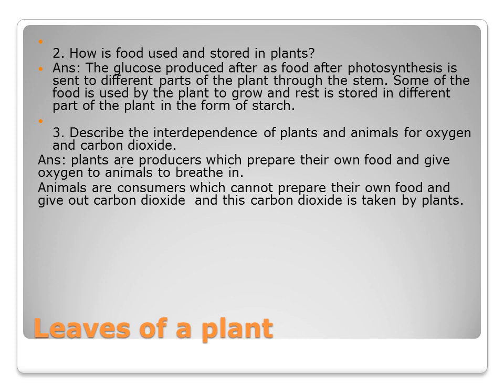Third one, the same question. Describe the interdependence of plants and animals. The same as the first question. Plants are producers, they prepare their own food and they give out oxygen. Animals are consumers, they cannot prepare their food and they give out carbon dioxide, and that carbon dioxide is taken by the plants.